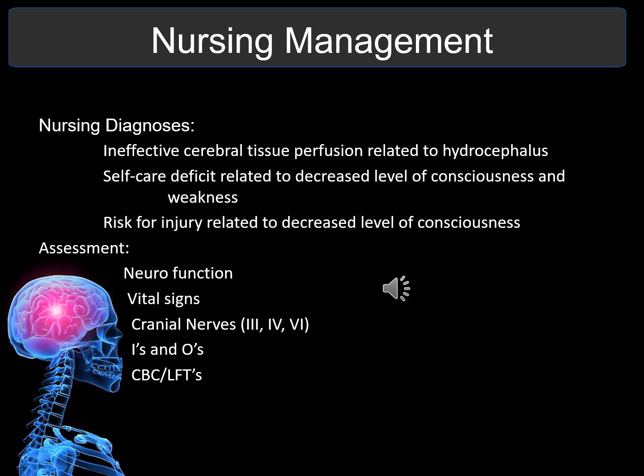Nuchal rigidity, Brudzinski's and Kernig's signs are signs of meningeal irritation, and involvement in the brain itself can lead to an extension, so that infection is going from the brain into those meningeal layers. Cranial nerve assessment, particularly we're going to look at 3, 4, and 6. The eye on the affected side can deviate down and out. We're going to look at intake and output. Fever may increase insensible water loss.